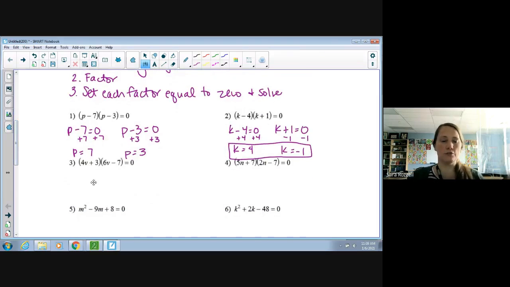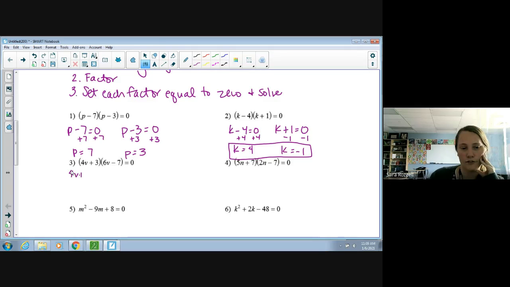So let's look at number 3. Is it already on one side of the equation? Yep. Is it already factored? Yep, we have our two sets of parentheses. So we're just going to set both of those equal to 0 and solve them. And we'll have a fraction in our answer, and that's okay.